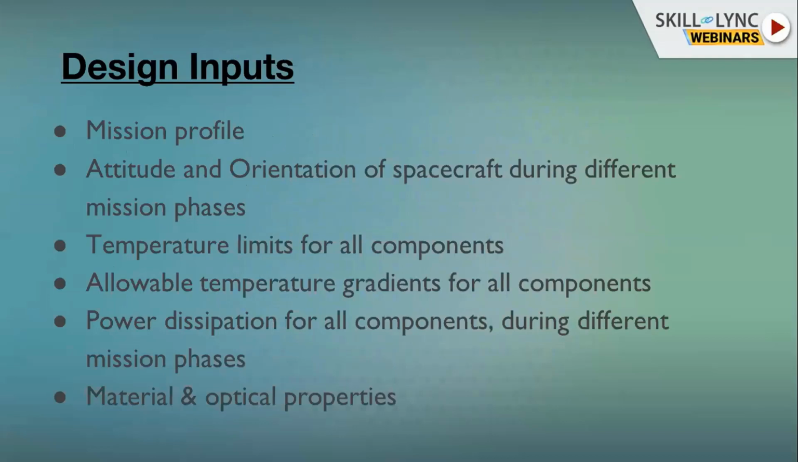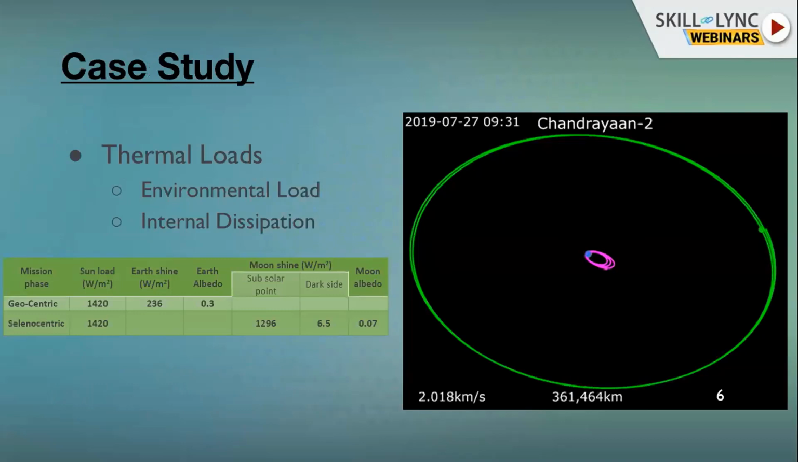So with all this testing covered, now we'll look at a small case study and try to find out how the thermal control, or the thermal design, of Chandrayaan 2 would have evolved. First, these are the design inputs for starting the design of a spacecraft. First you need the mission profile. For example, this is the mission profile for Chandrayaan 2.